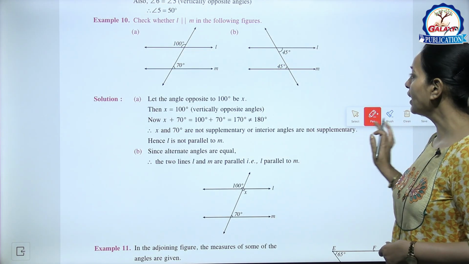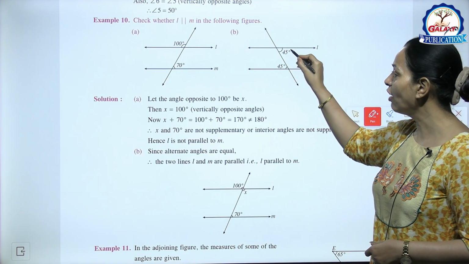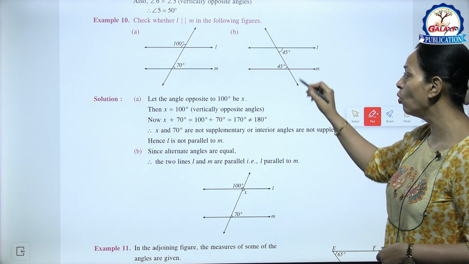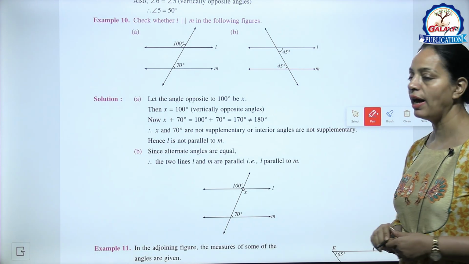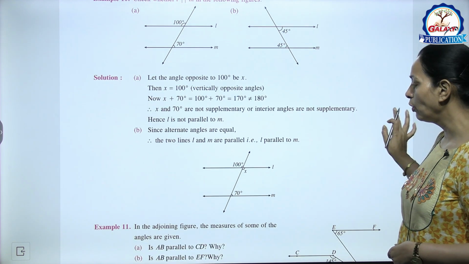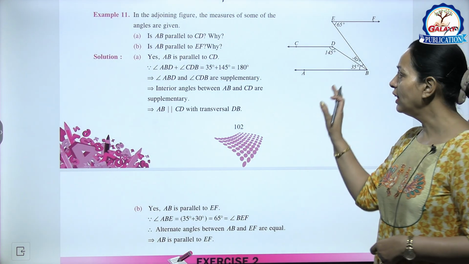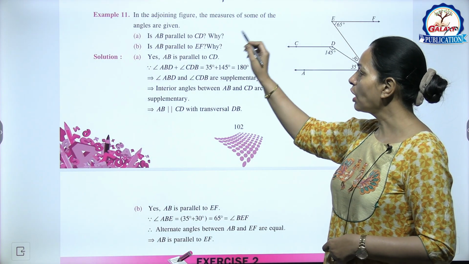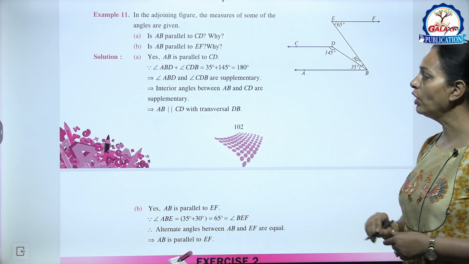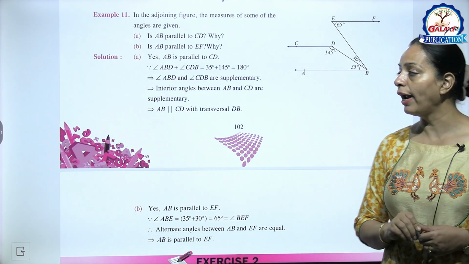Now see second part here, this is 45, this is 45 and these are which type of angles? These are alternate interior angles. So lines are parallel, L is parallel to M, right? I hope these are clear to you. Now see example 11. In this figure, the measure of some of the angles are given. So here some angles given. We have to check A part, is AB parallel to CD and why?